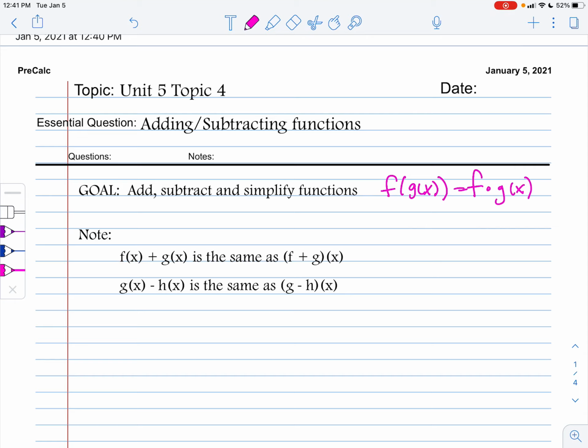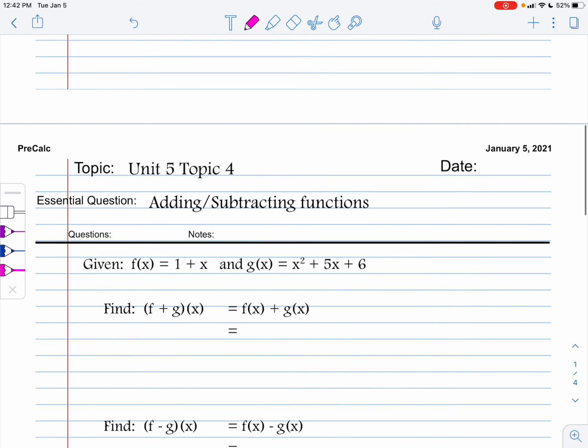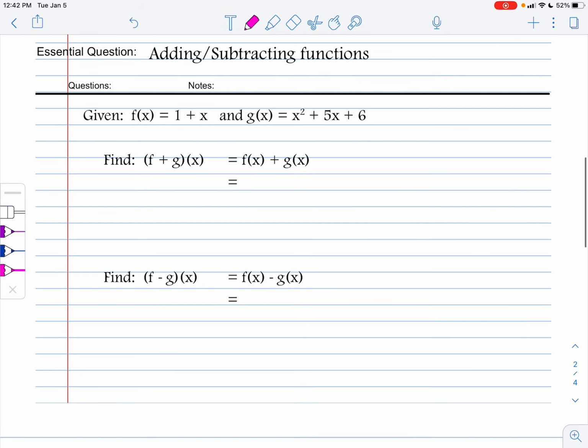So f of x plus g of x is the same as when you see them in the parentheses like that. And then g of x minus h of x is the same as when you see them in the parentheses, g minus h of x. All right? So we're going to start kind of easier, right? So f plus g of x means take f of x and add g of x.